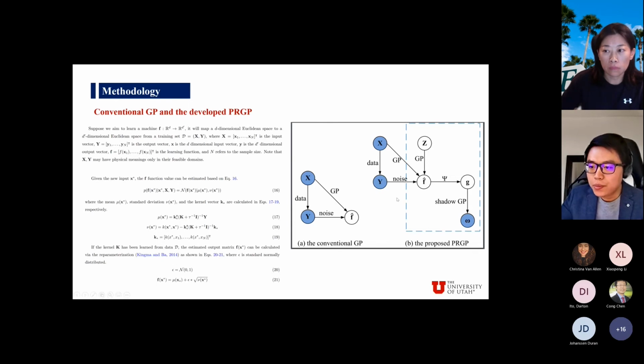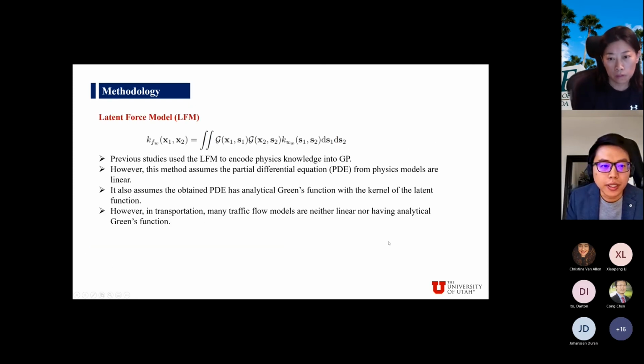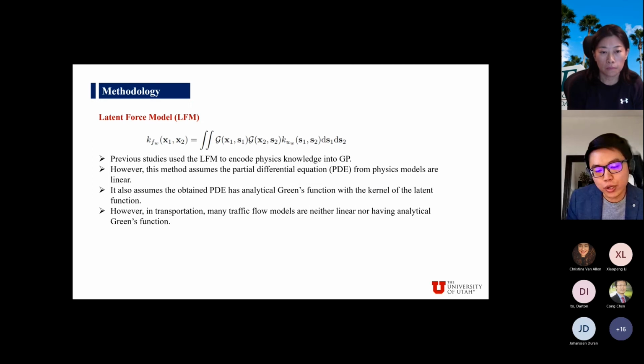But with the PRGP, we actually get another shadow Gaussian process. So that is coming from the physics model. So here, this is the physics model, and we pick some random input and generate the corresponding output based on the physics model. So then that will be converted into a shadow Gaussian process. So then with the combination of these two, we have a newly proposed physics regularized Gaussian process. And in order to convert the physics knowledge into Gaussian process, or we always say encode the physics knowledge into Gaussian process, the previous study used a model called the latent force model, LFM, to do that.